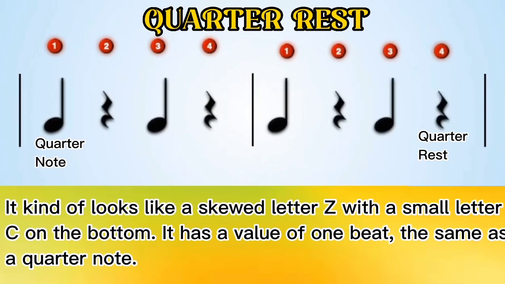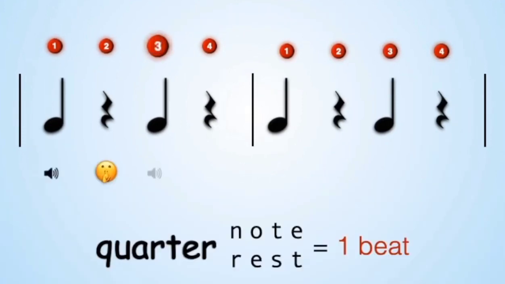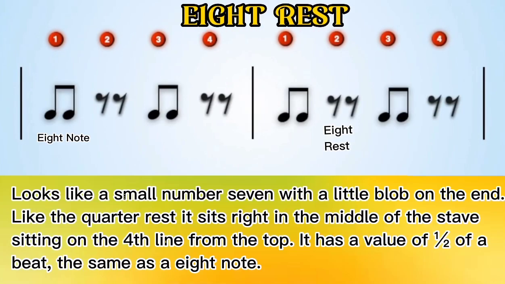Quarter rest. A rest that is equivalent to the crotchet or quarter note. Eighth rest. A rest that is equivalent to an eighth note or quaver. For notes of this length and shorter, the rest has the same number of branches as the note has flags.